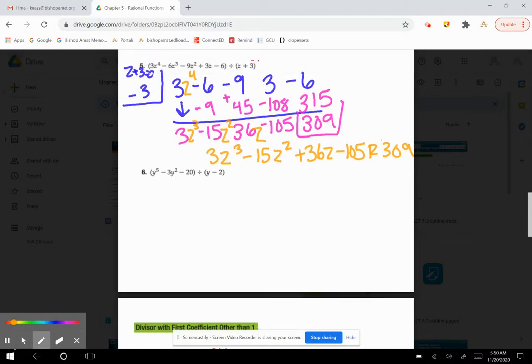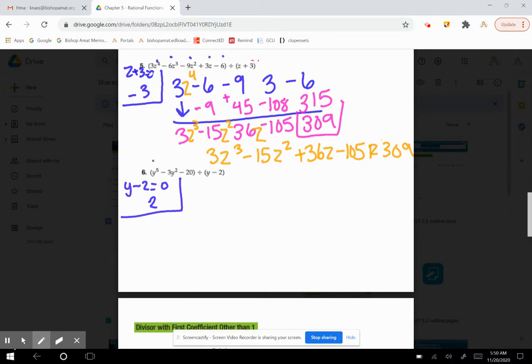Okay, let's look at this one. The reason why I want to do this one is really important. y minus 2 equals 0. 2 goes in the box. You're probably thinking this is the same thing. Okay, but what happens here? Look at the exponents on number 5 up here. It goes 4, 3, 2, 1, nothing.